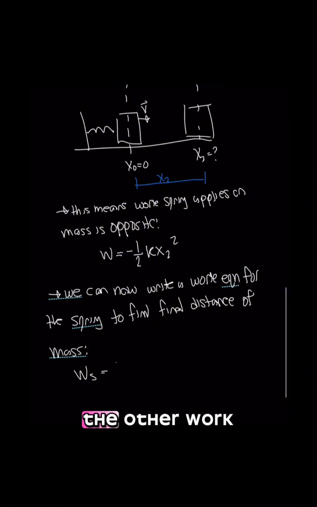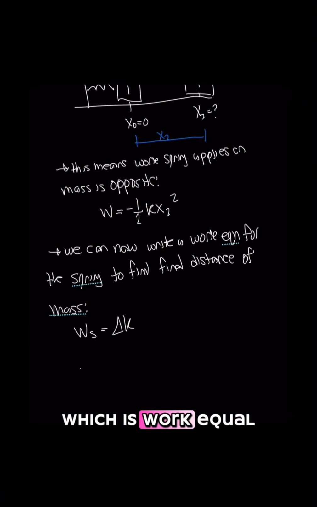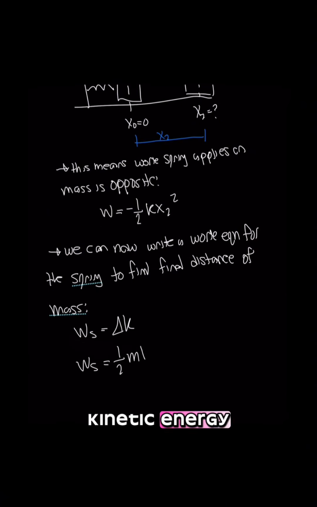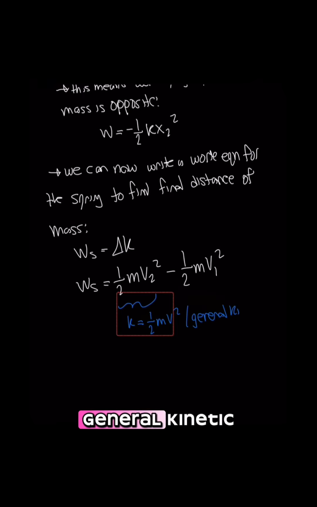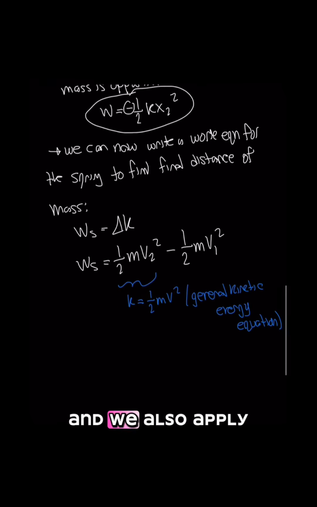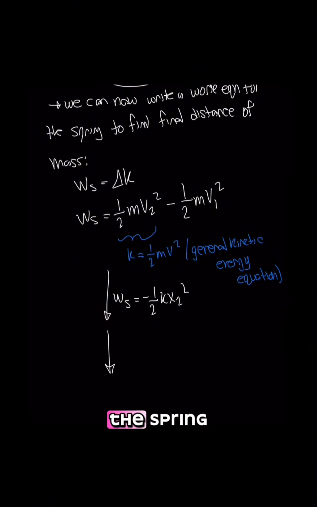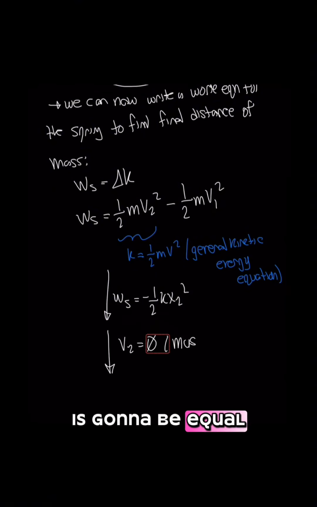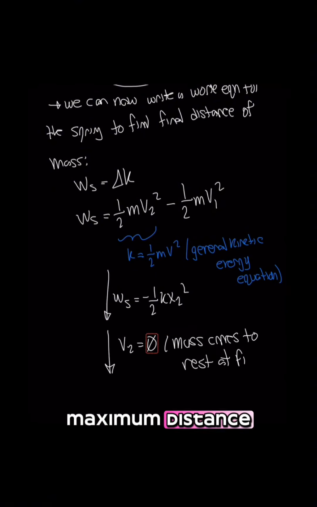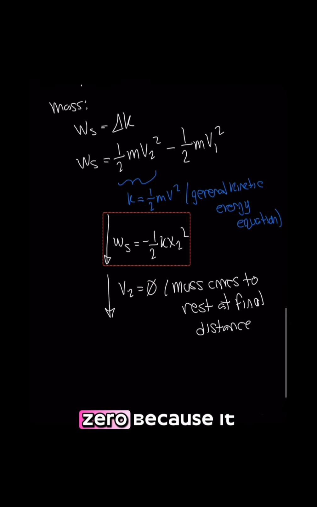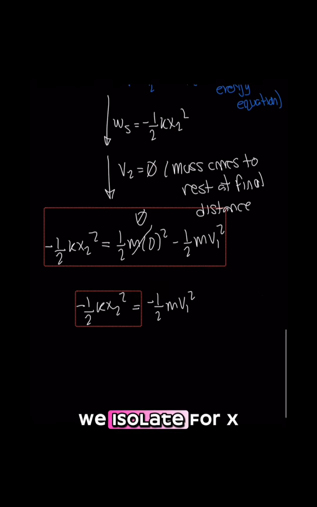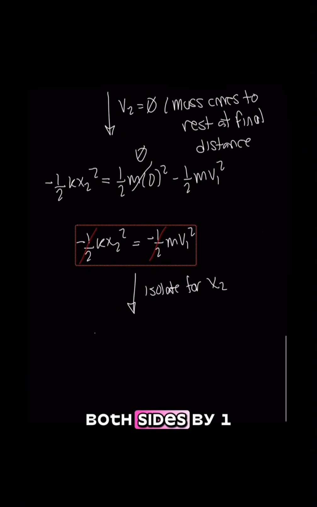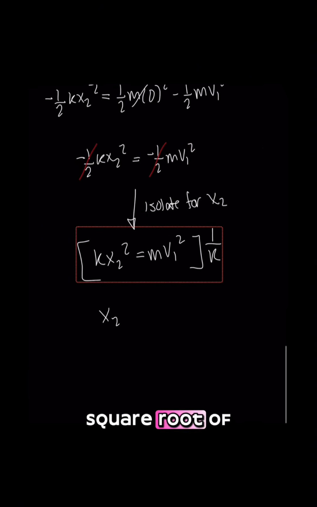If we start with the other work equation, which is work equal to the change in kinetic energy, we write it in this form here, where K equals 1/2 mv squared is the general kinetic energy equation. We also apply what we just found for the work of the spring, and we know that v2 is going to be equal to 0, because at the maximum distance the velocity of the mass is 0, because it stops moving. Plug these values into the expression. We isolate for x2 by multiplying both sides by 1/k and then taking the square root of both sides.